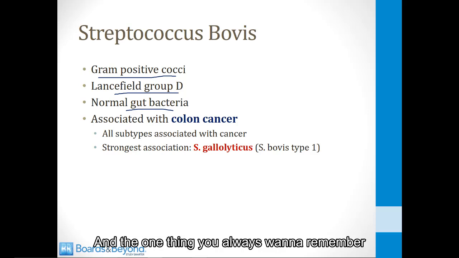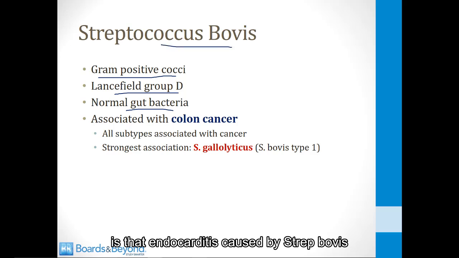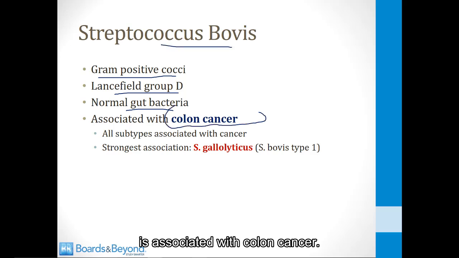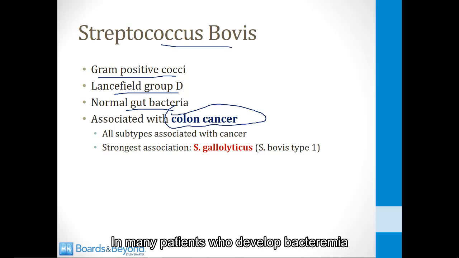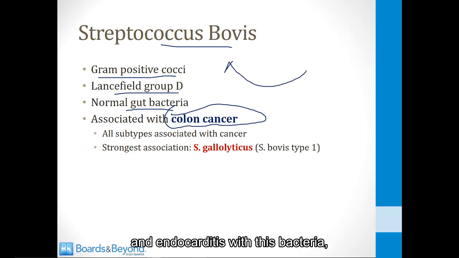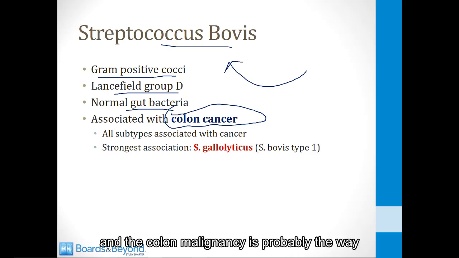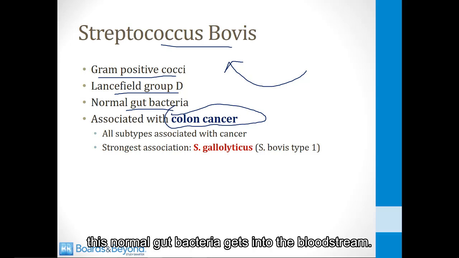And the one thing you always want to remember about this bacteria for your board exams is that endocarditis caused by Strep bovis is associated with colon cancer. In many patients who develop bacteremia and endocarditis with this bacteria, they are ultimately found to have colon cancer, and the colon malignancy is probably the way this normal gut bacteria gets into the bloodstream.